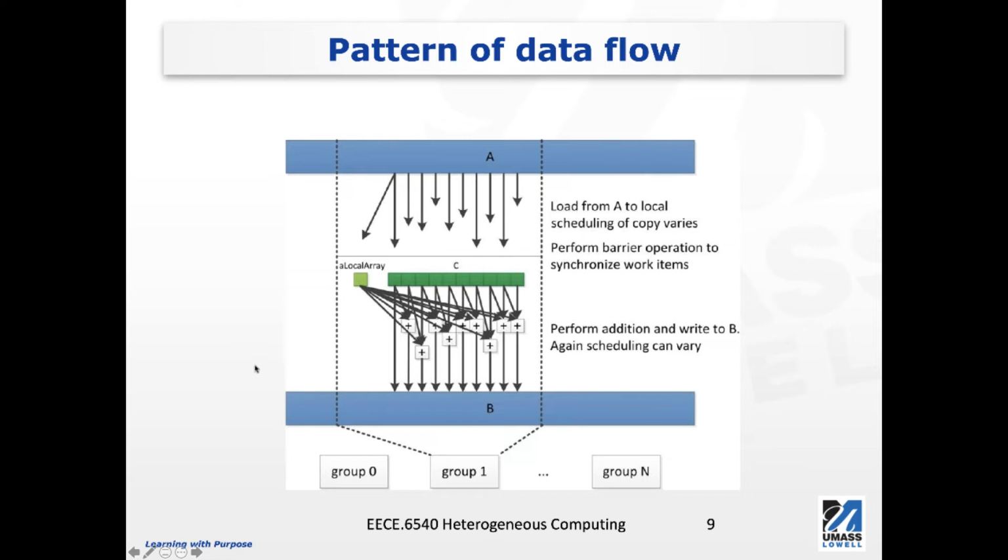So this diagram illustrates basically what we had in the previous OpenCL kernel function. We have two buffer objects, A and B, which are allocated in global memory space. And we have an array C allocated in local memory space. This A local array is a one element array, or just single variable, that is also allocated in the local memory.